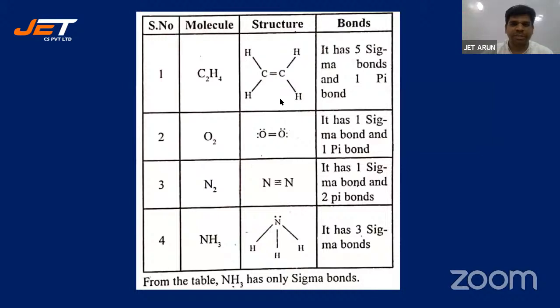Here, look at this. Here is the structure of the molecules. C2H4 has got 5 sigma bonds and 1 pi bond. O2 has got 1 sigma bond, 1 pi bond. N2 has got 1 sigma bond and 2 pi bonds, whereas NH3 has got 3 sigma bonds. I suggest you make a note of this one. So NH3 is the only molecule amongst these 4 which has got only sigma bonds.